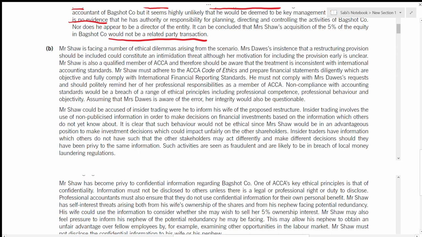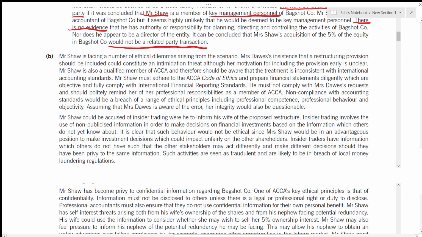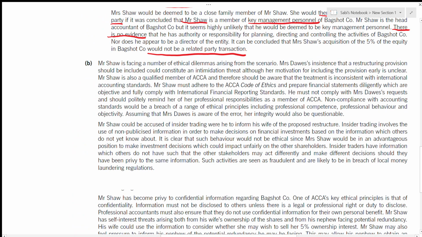So now let's see what is given. Okay, Mr. Shaw is facing a number of ethical dilemmas arising from the scenario. So it's very clear that Mr. Shaw is facing a number of ethical dilemmas arising from the scenario. Mrs. Dowey insists. So how many ethical issues can you come up with? Before I go to the final big answer, just tell me three points. Okay, I will write it down somewhere. There are three things so far I have come through.